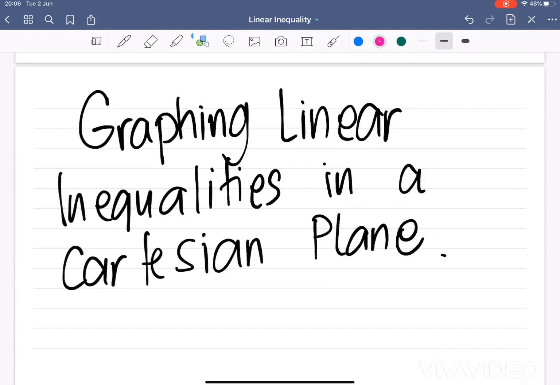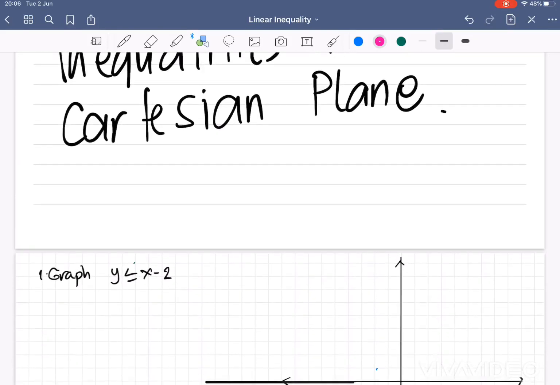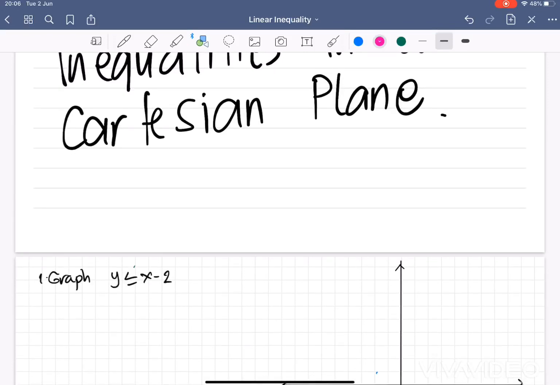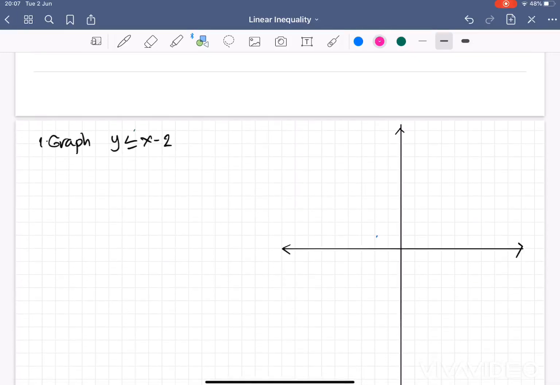Today's topic is on graphing linear inequalities in a Cartesian plane. Suppose we have an example here of an inequality y is less than or equal to x minus 2. In order for us to graph this in a Cartesian plane, first we will change that less than or equal to symbol into equal, like this. So y is equal to x minus 2.